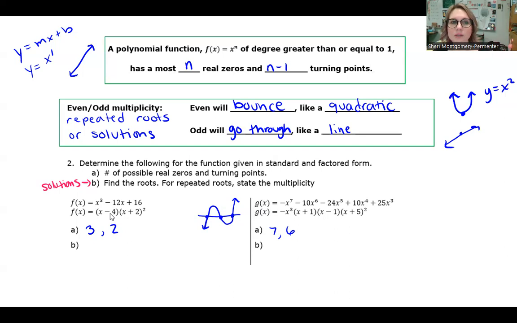So if I set this equal to 0, x minus 4, what does x equal? 4. So that's one of them, and that factor is to the first power, so it's not repeating. You only have to notate it here if it repeats. The second one, x plus 2, what is x equal to? -2. And it repeats, right? So we could call that a multiplicity of 2 because it happens twice.